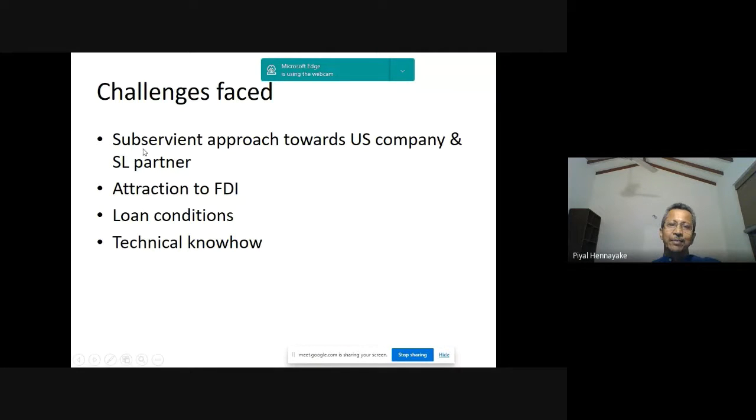So the problem was we wanted to put some conditions, but the lead bank said the US company will leave. The US company and Sri Lankan partner may not go ahead if we put conditions. And we were looking at Sri Lanka FDI those days as well as now. So the loan conditions they didn't put, on the technical know-how.